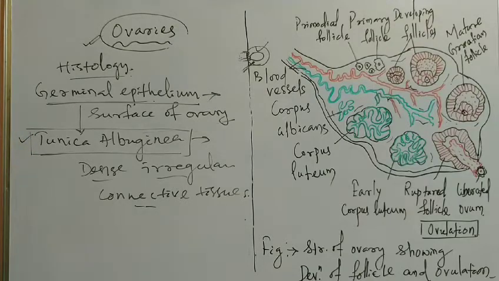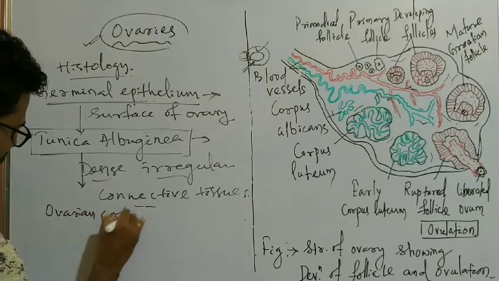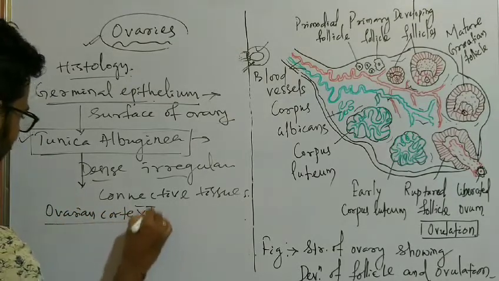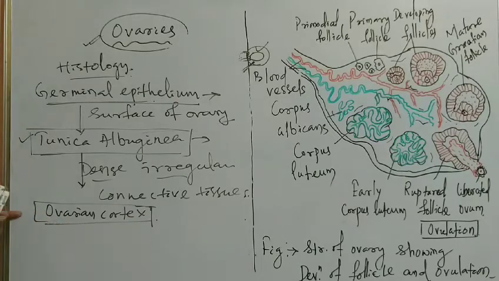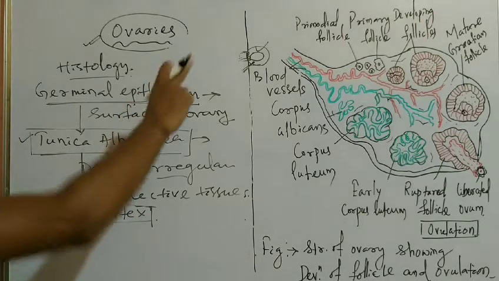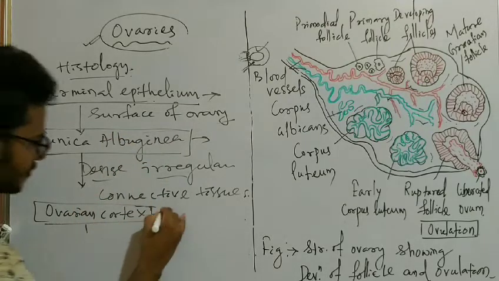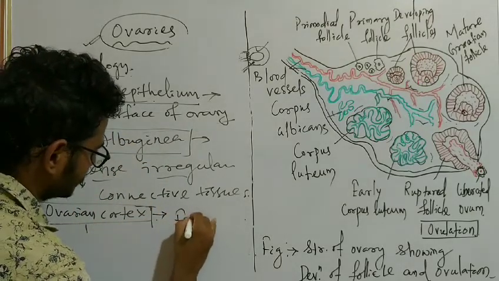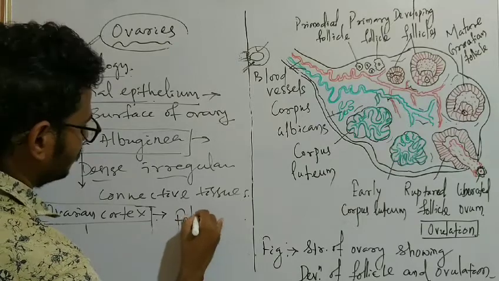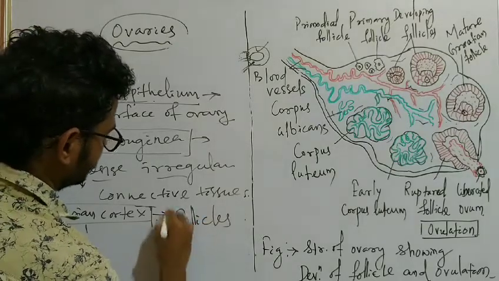The ovarian cortex is just deep to the tunica albuginea. If we go deeper again, we come to the ovarian cortex, and this ovarian cortex consists of the follicles.